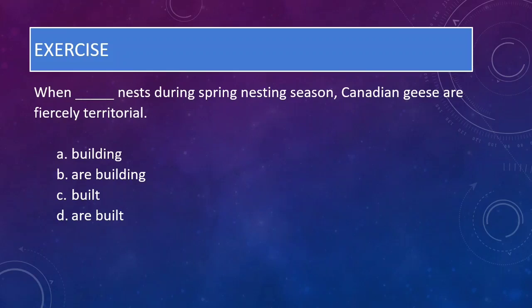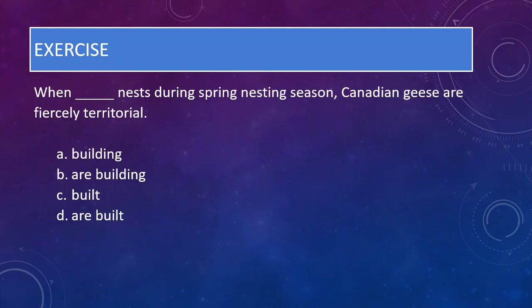When blah blah blah nests during spring nesting season, Canadian geese are fiercely territorial. This sentence has two clauses. The first is the adverb clause, when blah blah blah nests during spring nesting season. The second is the main clause, Canadian geese are fiercely territorial. We should notice the adverb clause connector when, so we will complete the adverb clause by choosing an appropriate verb for a reduced adverb clause. Let's check the answer.